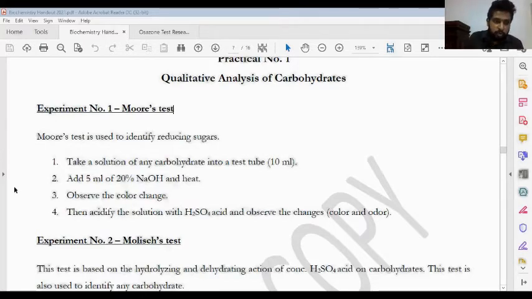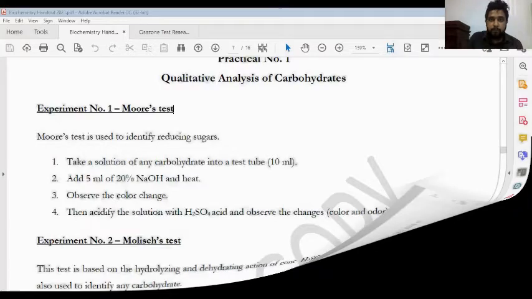Here we have to take the carbohydrate into a test tube, and add 20% sodium hydroxide and heat. You will observe that reducing sugars will give a yellowish color solution. And when we acidify the solution with sulfuric acid, you will observe that this color change will be reversed. So I will show the video, observe that carefully.